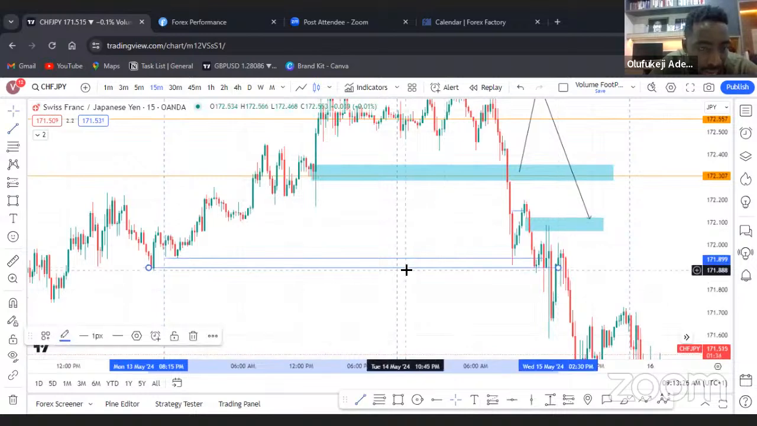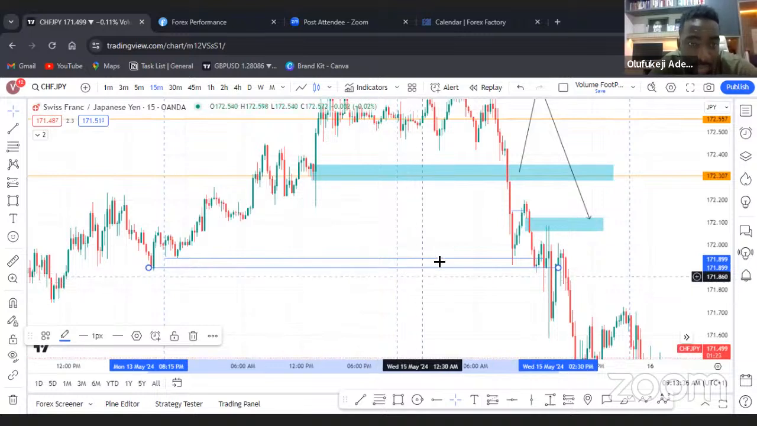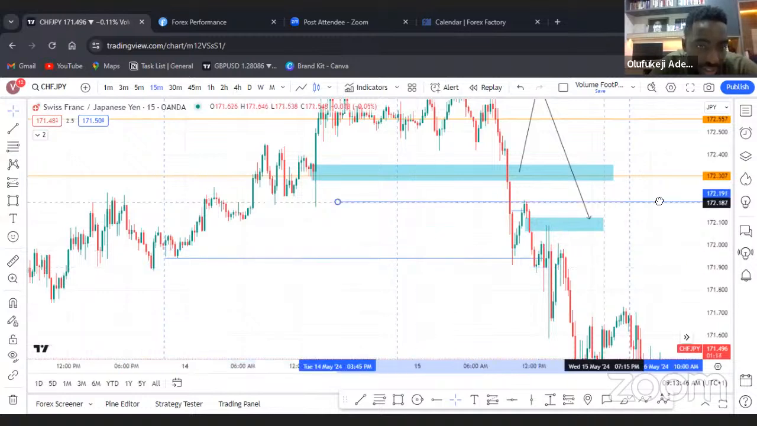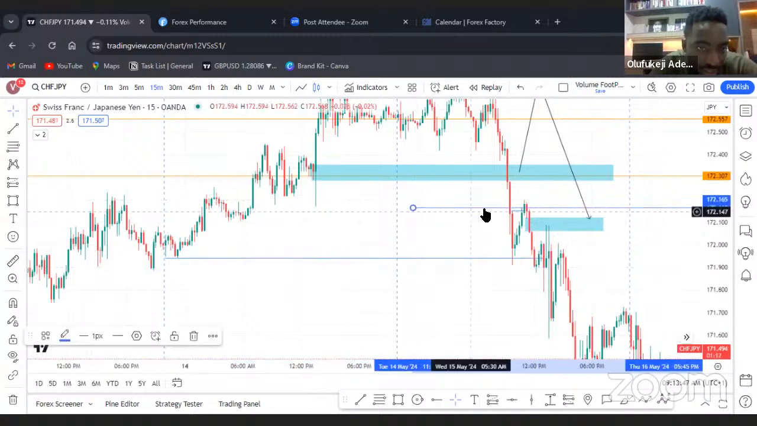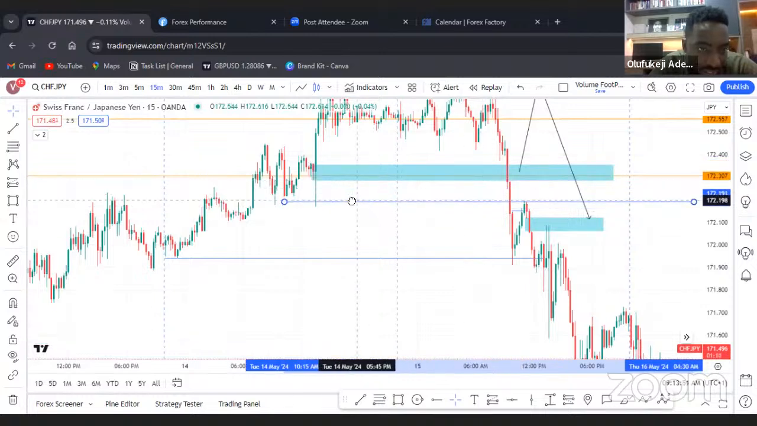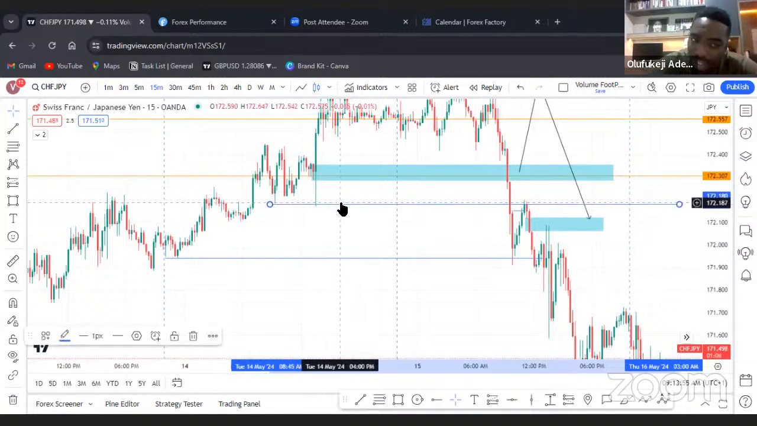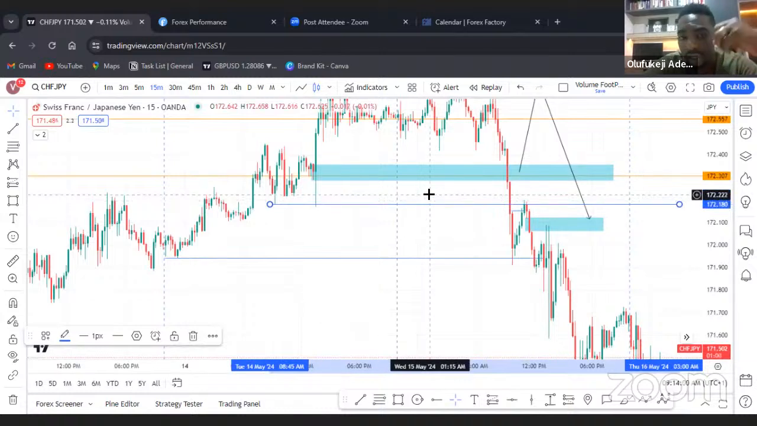Not even there. I'm talking of the equal lows around 172.20. The equal lows at 172.20. Exactly. Those lows, that's a support there. So what do you now see?